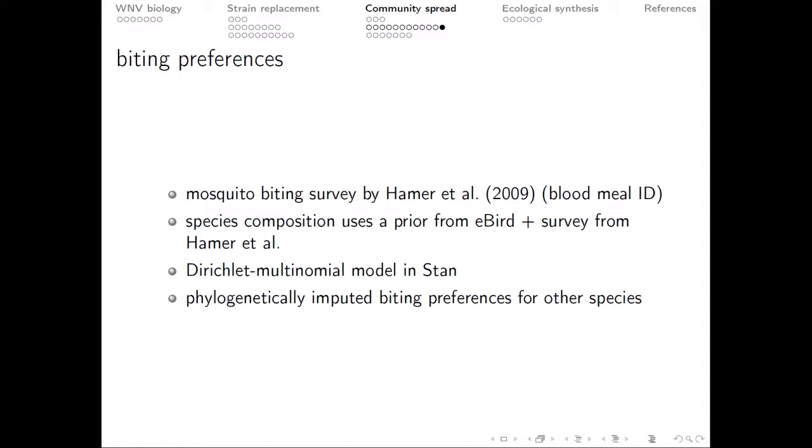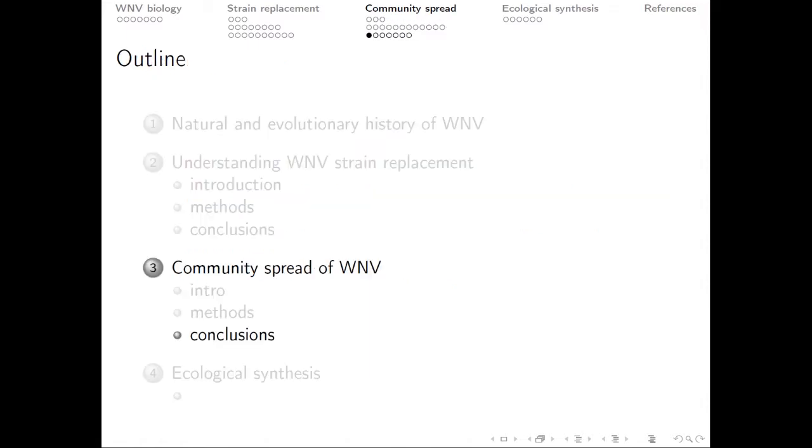So we're using a prior here based on what the eBird people thought was there, and we're using the data on the observed birds in that particular study to fill in our estimate of what the actual bird composition was, and then we're fitting a model of the expected number of birds bitten by that species, given the expected number of mosquitoes with that species' blood in it, given that composition.